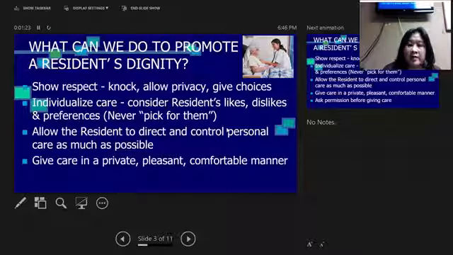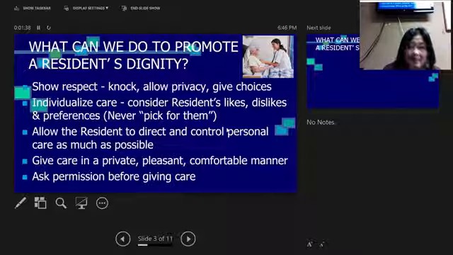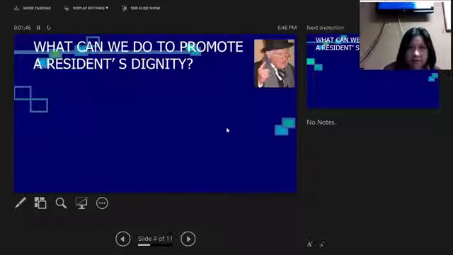Give care in a private, pleasant, and comfortable manner. That's security again, that they don't feel like they're being abused. They don't want to be abused physically, mentally, or emotionally, and definitely not physically. But asking permission before giving them care. Don't force yourself on them or force them to do something if they are not ready to have it done.